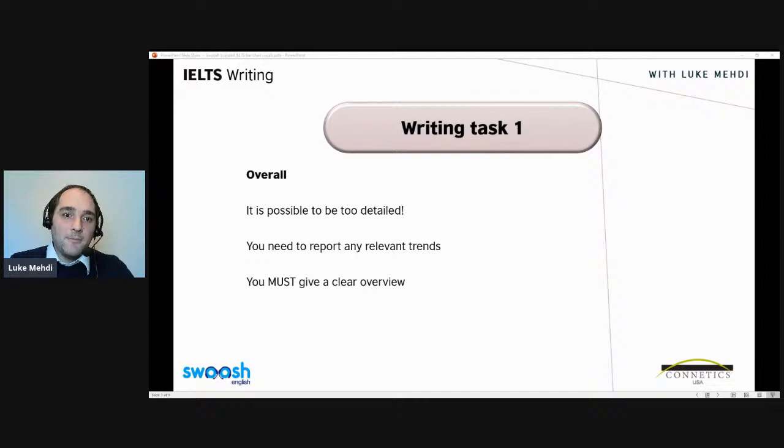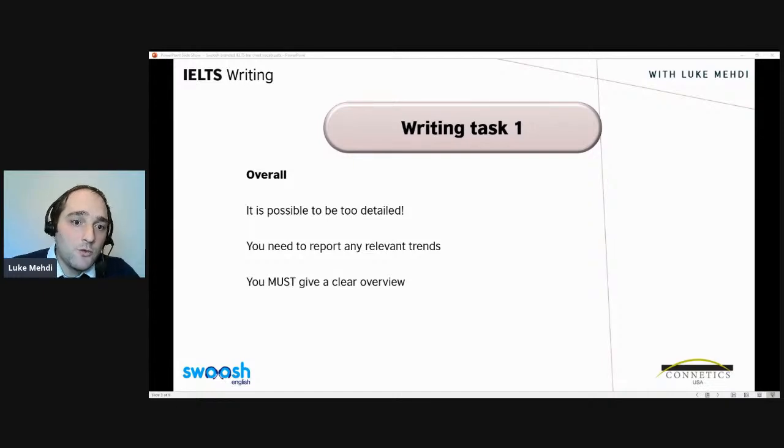So, as I said, if you're writing a lot for your academic task 1s, 250 words is probably too much, and you are probably focusing on detail. The caveat, there is no maximum word count, but the task achievement band descriptor is very clear.